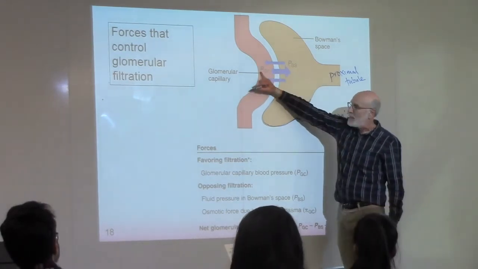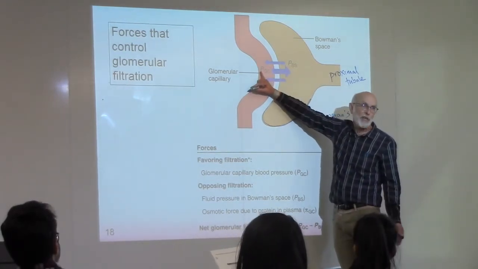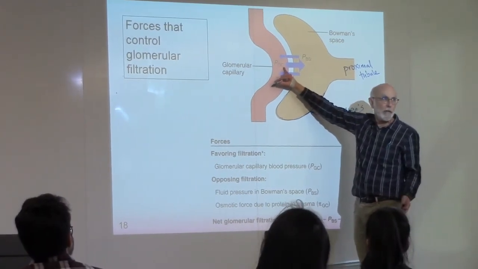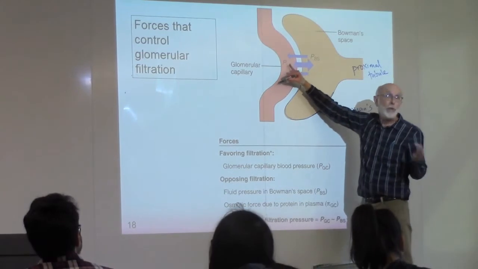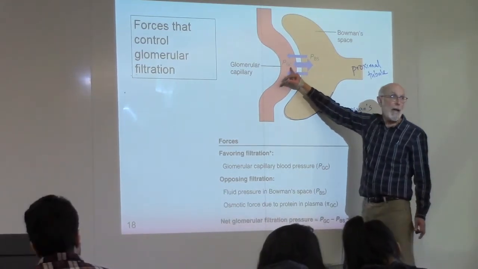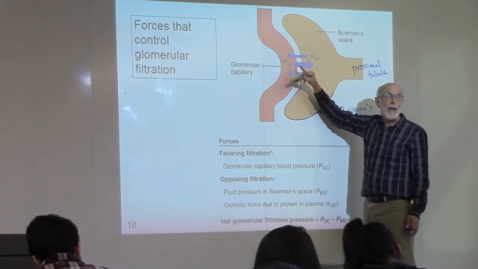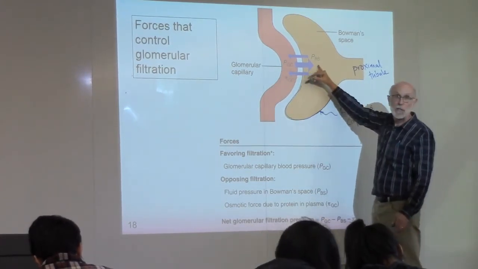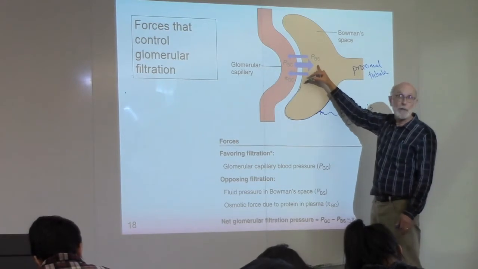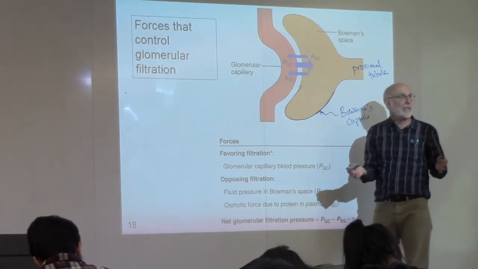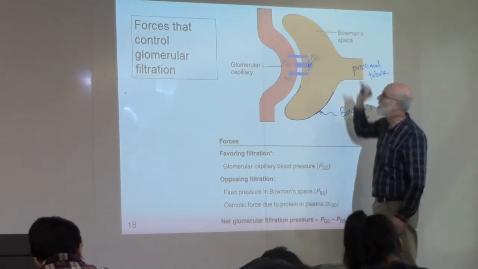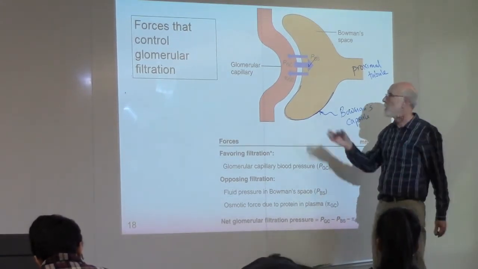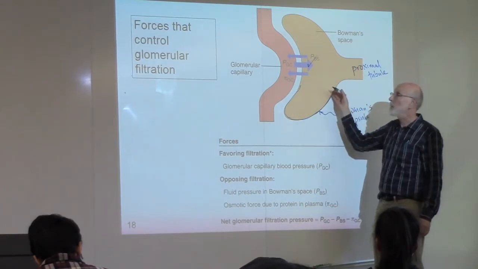Okay, so what do you suppose P stands for? Pressure. What do you suppose GC stands for? Glomerular capillaries. So this is blood pressure in the glomerular capillaries, and blood pressure pushes filtrate into Bowman space. Okay, so that one's easy. That one comes easy to everybody. Blood pressure pushes fluid from the glomerular capillary into Bowman space.